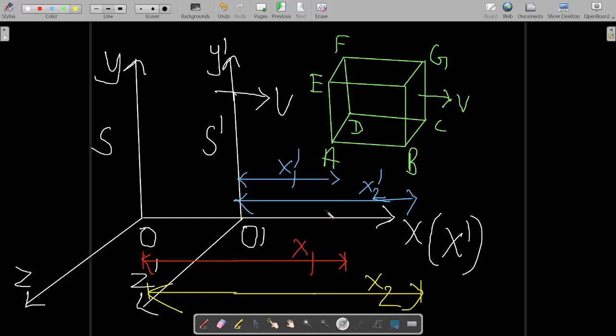Now, what is the other thing? Let us see what happens next. This particular velocity v is not a small velocity. Let me tell you that this velocity v is not a small velocity. If the velocity v is very small as compared to the speed of light, what will happen?